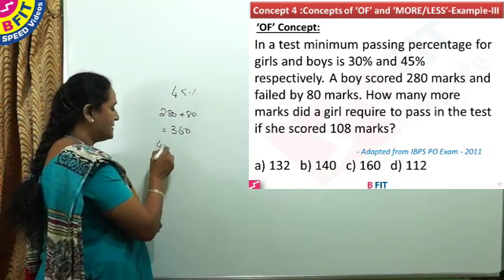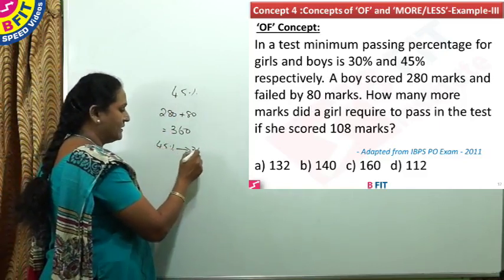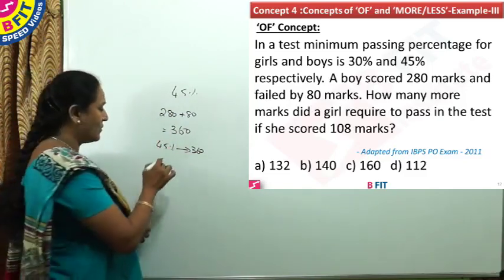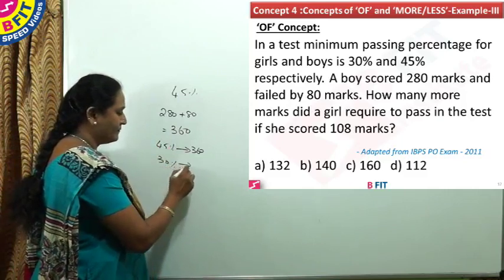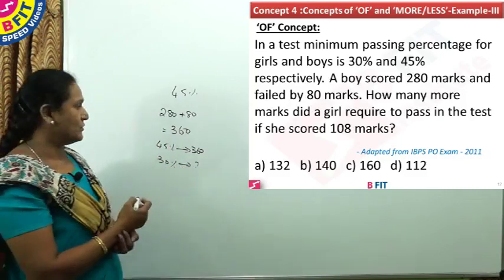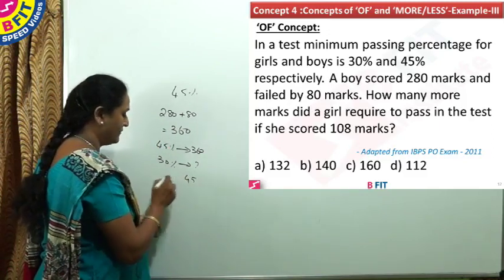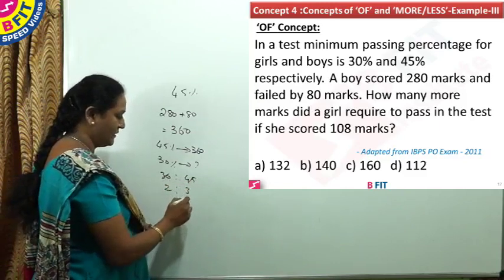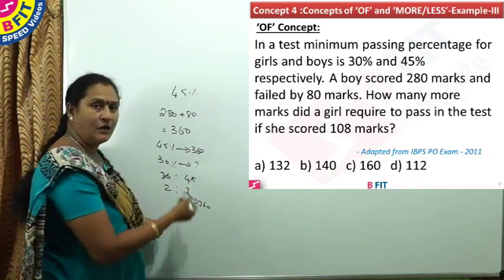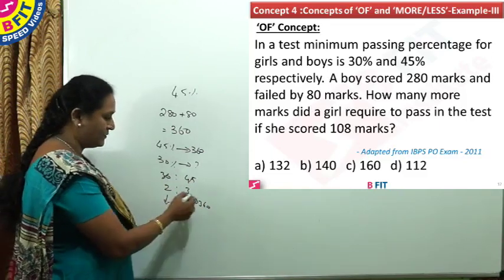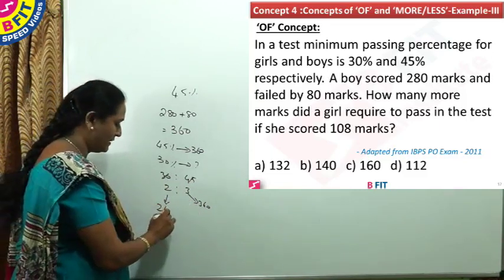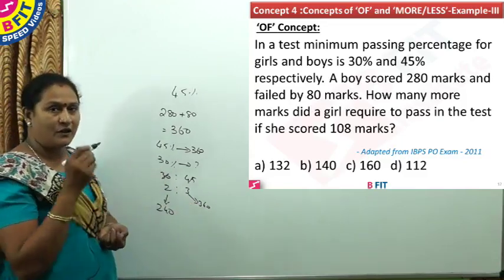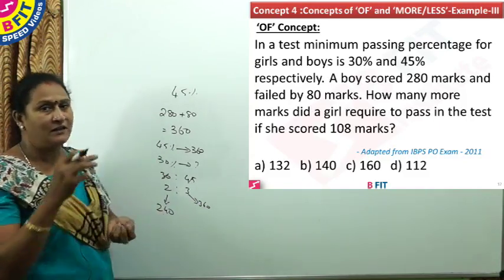So when 45% is 360, no need to find the total and all. We will find 30% directly. So what will be 30%? So you can work out ratios also. So 45, 30. The common factor is 15. So 3 is to 2. So 3 parts is 360. What will be 2 parts? So 1 part is 120. So you get 240 is 2 parts. That is, 30% of the total is 240. So if a girl gets 240 marks, she will clear the exam.